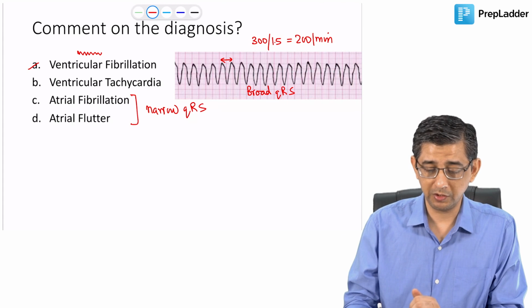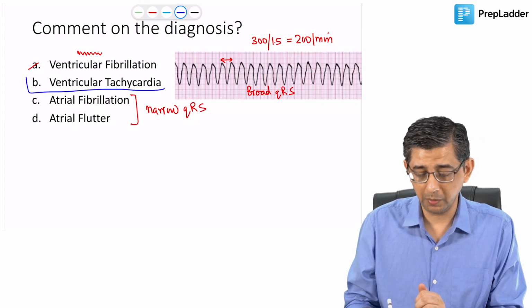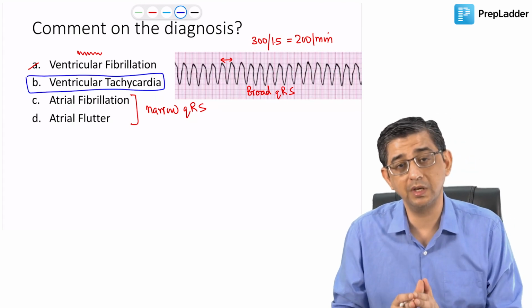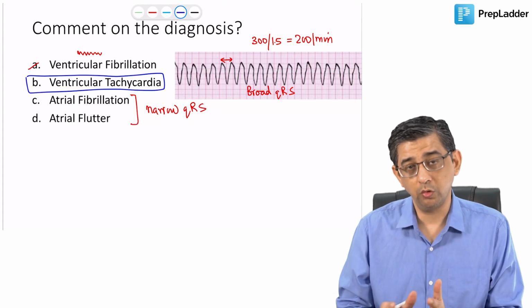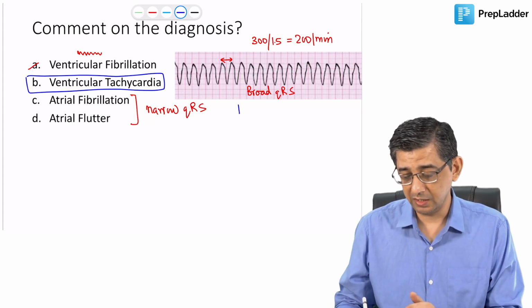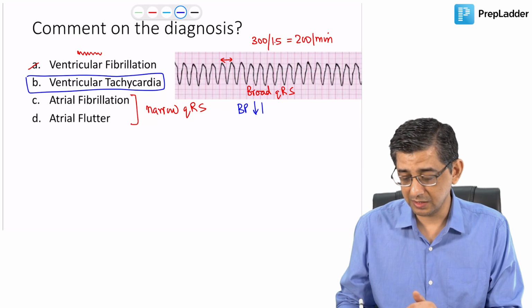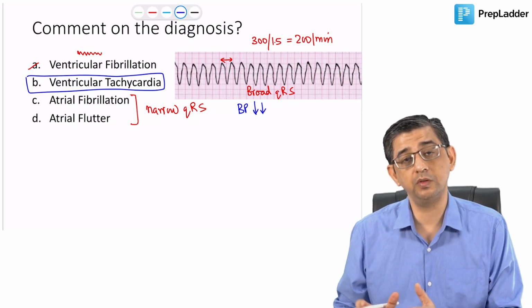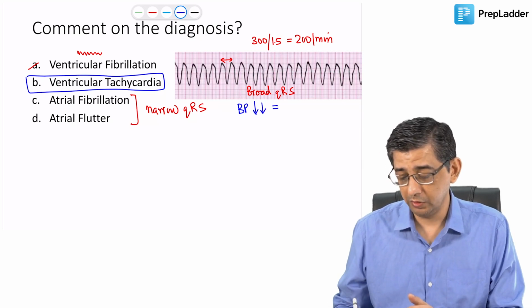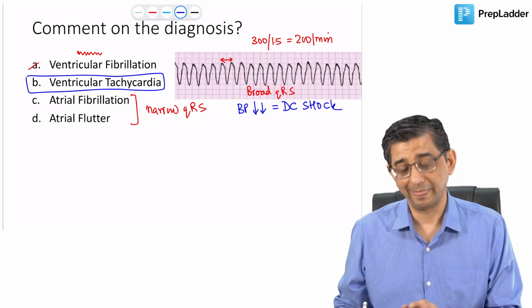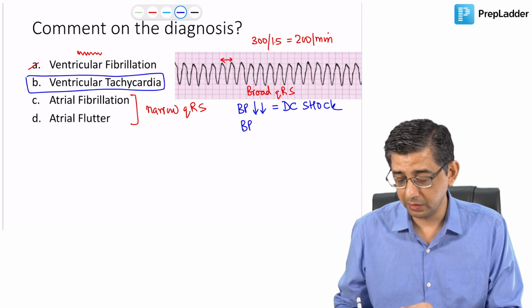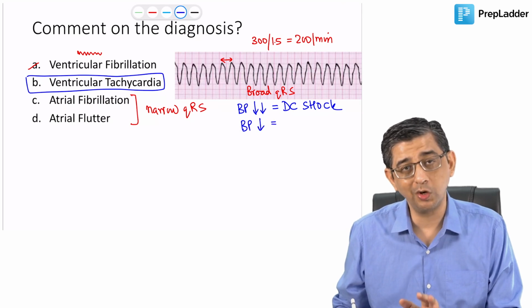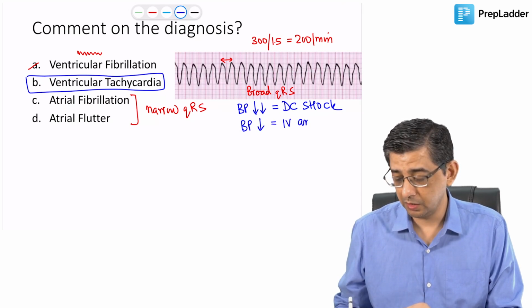The correct answer for this question will turn out to be option number B, ventricular tachycardia, which is characterized by broad QRS. And also, as a next step, in case he repeats this question in the next exam and says that the blood pressure of this person is unrecordable, you will have to give DC shock to the patient. But suppose the BP is recordable, something like 90 millimeters of mercury. I'm saying BP is low, but at least it's recordable. Then you will be giving IV amiodarone for management of this patient.